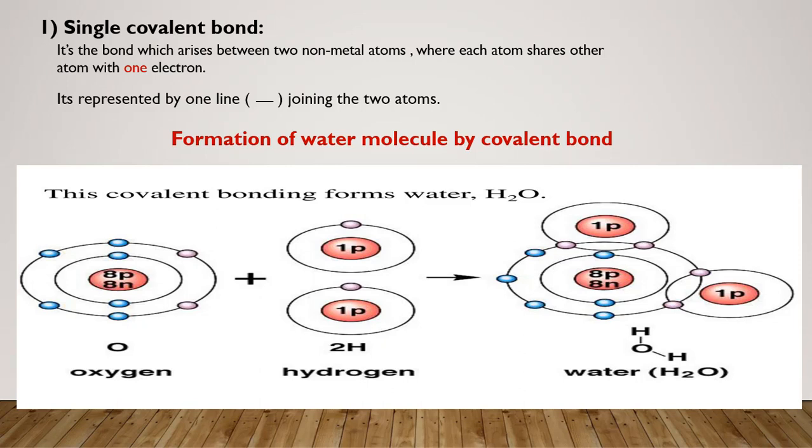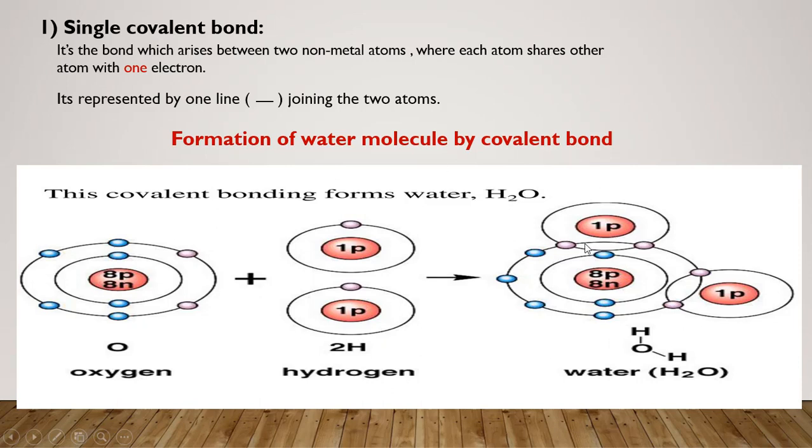I have oxygen which contains 6 electrons in the outermost energy level, and hydrogen which contains 1 electron only in its energy level. So the oxygen needs 2 electrons to complete its outermost energy level, and the hydrogen needs 1 electron to complete its outermost energy level. So each hydrogen atom shares the oxygen with 1 electron, so it forms the water molecule.